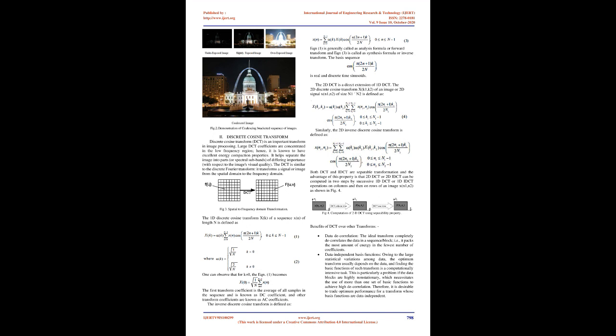The inverse discrete cosine transform is defined as. Equation 1 is generally called the analysis formula or forward transform. Equation 3 is called the synthesis formula or inverse transform. The basis sequences are real and discrete-time sinusoids. The 2D DCT is a direct extension of the 1D DCT.